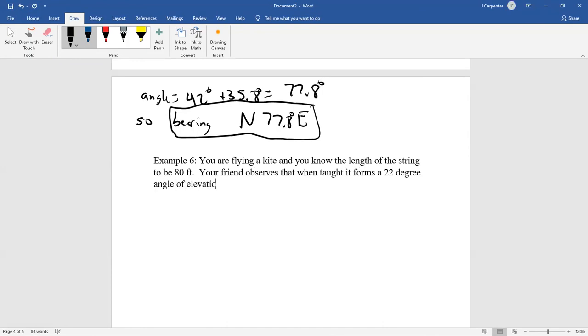of elevation. Angle of elevation is the traditional angle we've been using, not a bearing. And that's when the handle is on the ground. So not from 4 or 5 feet up, however high we're holding it. We're going to put the handle on the ground so we can keep things clear and precise. How high is the kite?